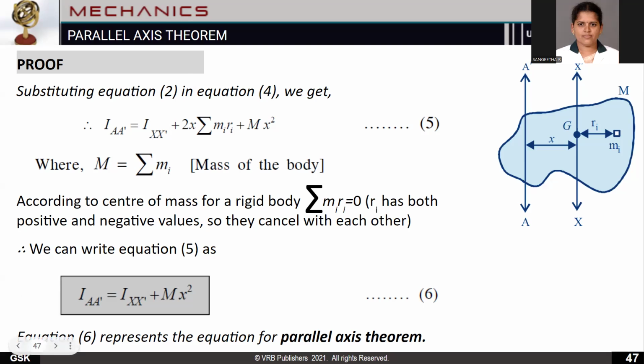This equation represents the parallel axis theorem. With respect to the statement, the moment of inertia about any axis which is parallel to an axis passing through the center of mass is equal to what? The moment of inertia about the axis passing through the center of mass plus the product of mass and the square of the perpendicular distance between the two axes, that is Mx square. This is called the parallel axis theorem.